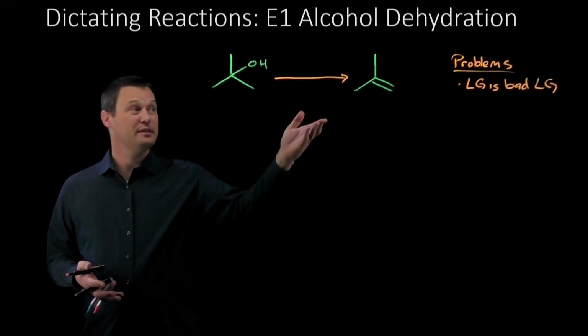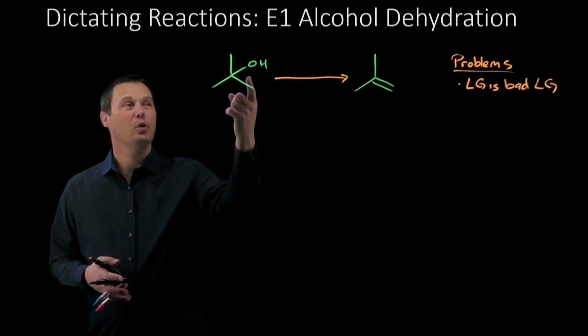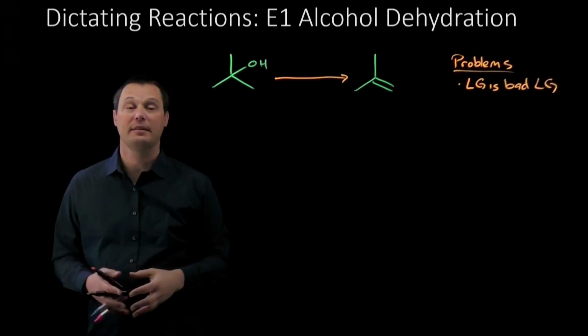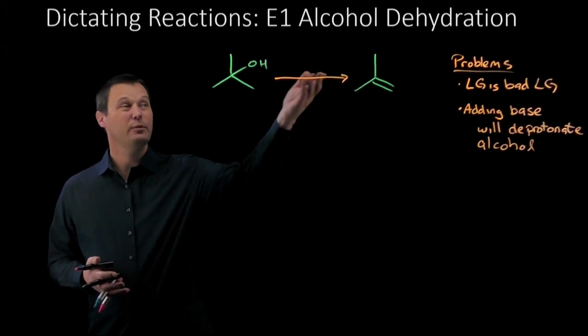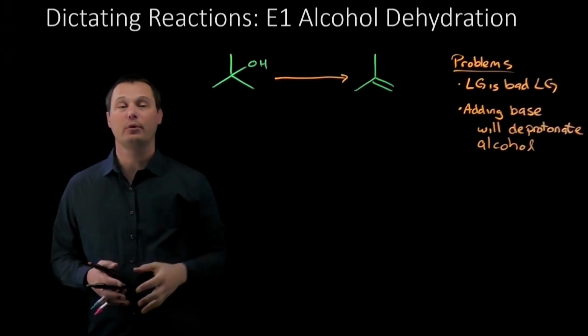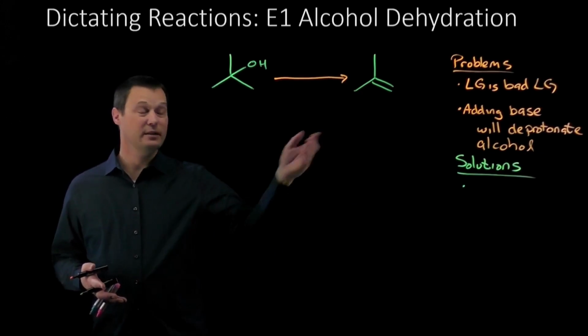The first problem with this system is that the leaving group is a bad leaving group, at least in substitution and elimination land. OH- hydroxide is too unstable, too strong of a base to be a leaving group, at least at this part of the course. The second problem is, even if we add a base, the alcohol has an acidic proton of its own, and a base would just deprotonate the alcohol, ruining the very reaction we are trying to perform. So how are we going to try and solve these problems?